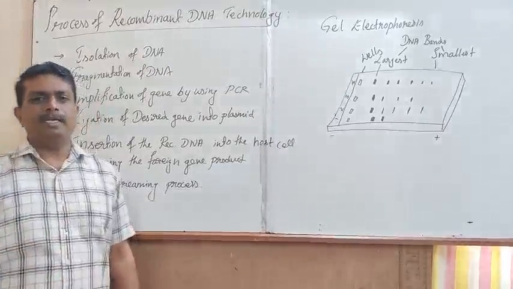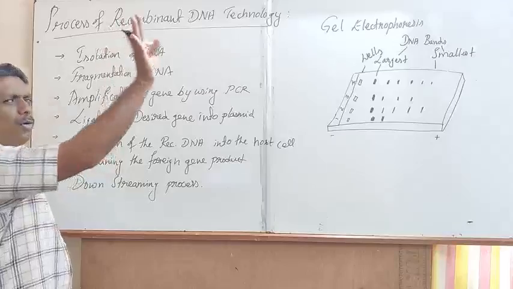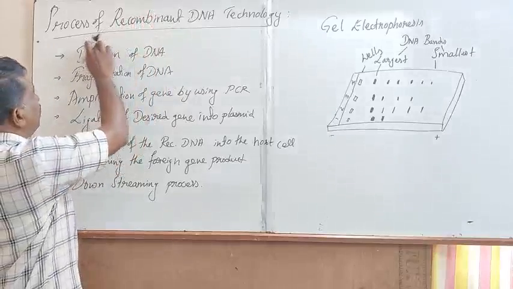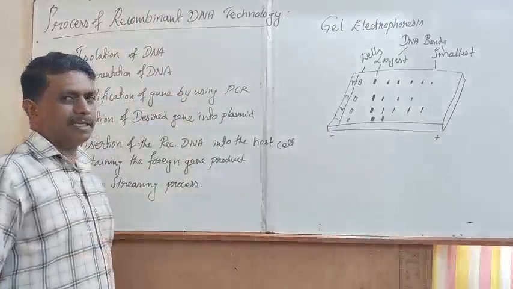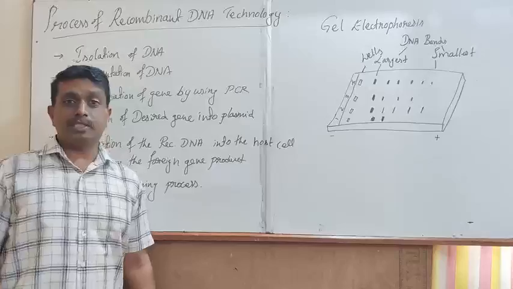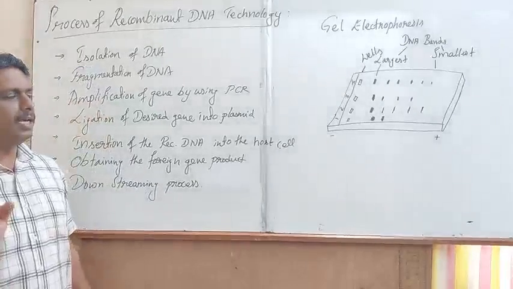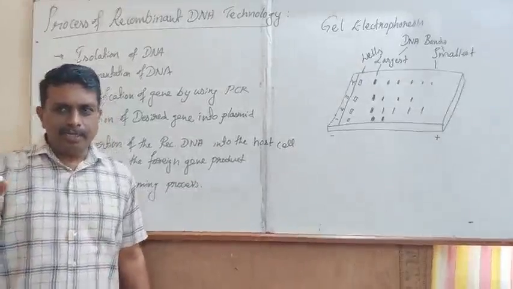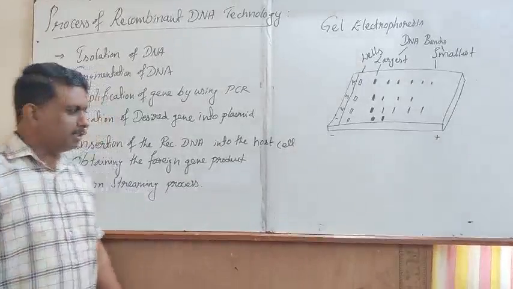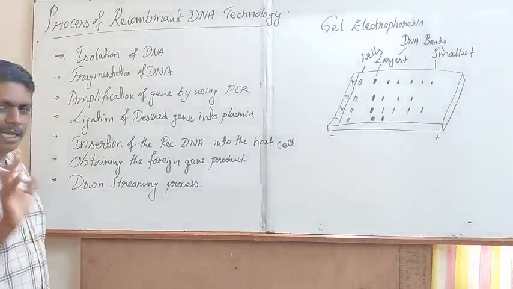Today's topic is with reference to the main important steps involved in the process of recombinant DNA technology. The recombinant DNA technology involves 7 important steps.